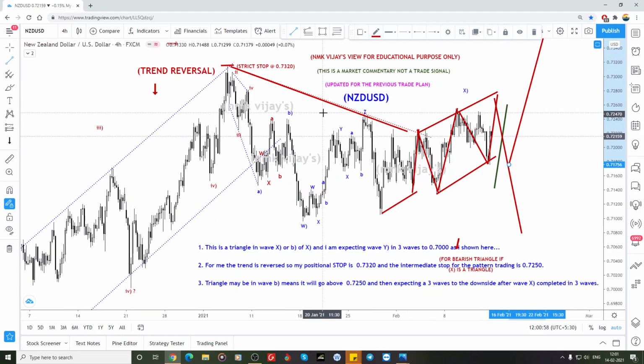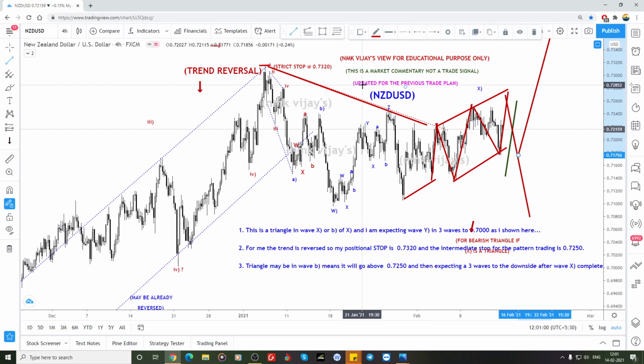You have to watch the DXY also. Whether the Australian dollar and the New Zealand dollar are stronger than the DXY, the DXY is correlated to the EUR/USD, since 58% of the DXY consists of the EUR/USD.